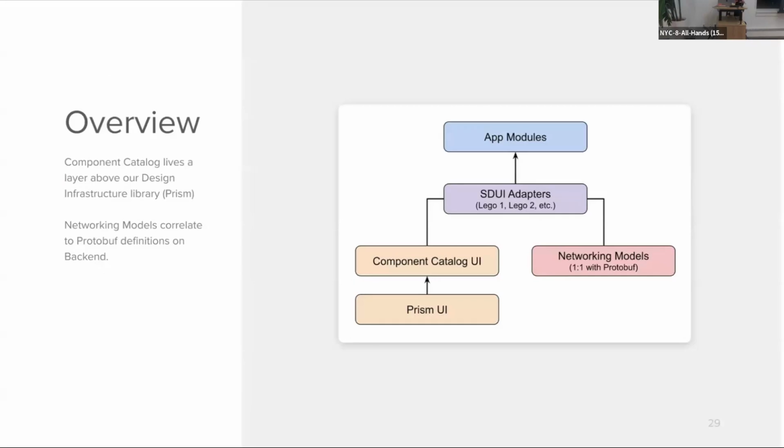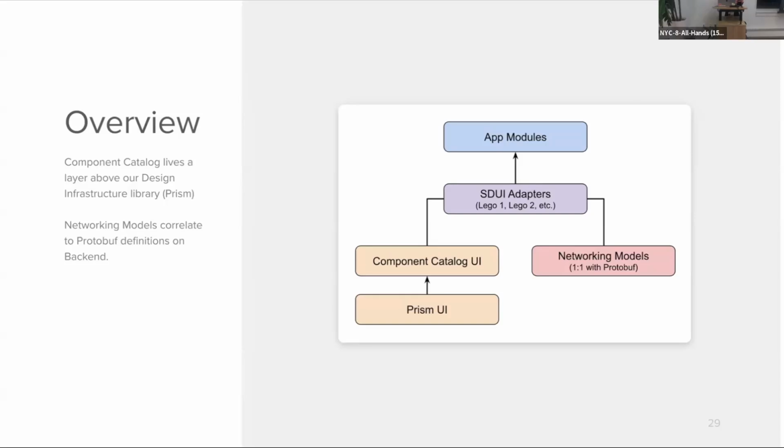And then just to give a better overview of where we see our component catalog fitting, we wanted it to live above Prism, which is our design systems library. So Prism contains things like buttons, typography, very, very basic UI that can be reused across both our consumer app and our Dasher app. The component catalog is a layer above that.